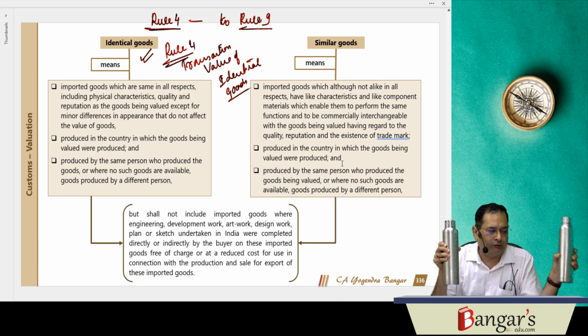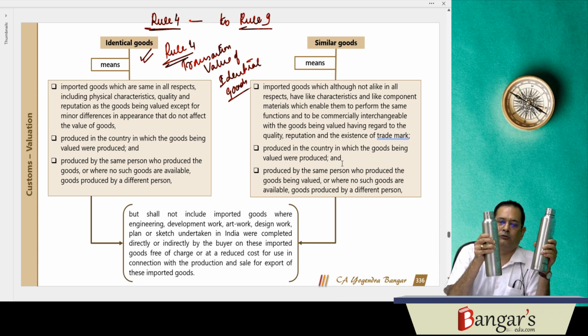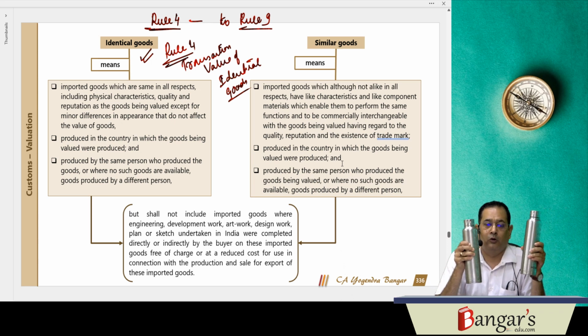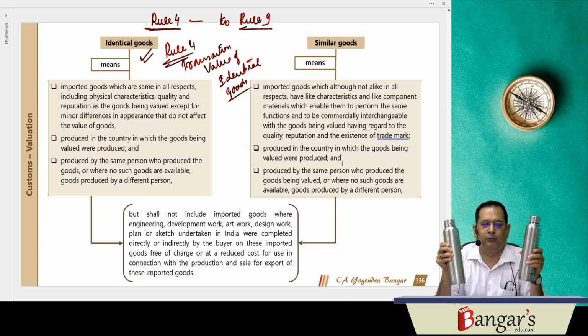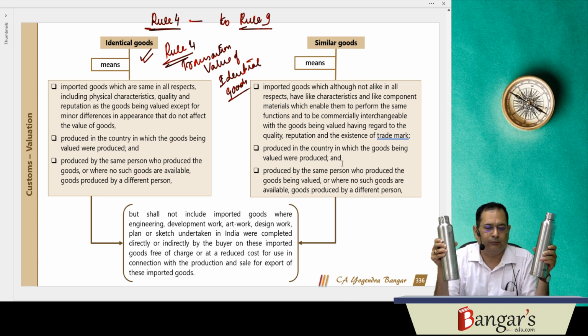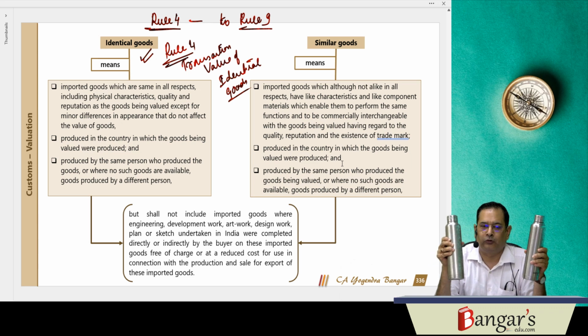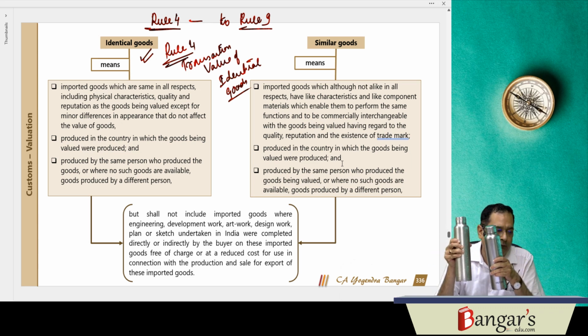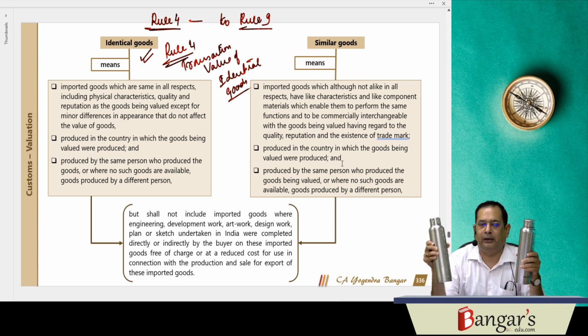Say if this is made in Germany, then this is also regarded as made in Germany. That is, produced in the country in which the goods being valued were produced, and produced by the same person who produced the goods, but where such goods are not available, then they can be produced by a different person also.